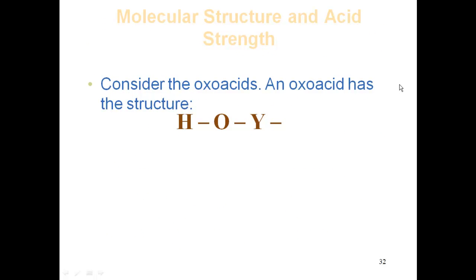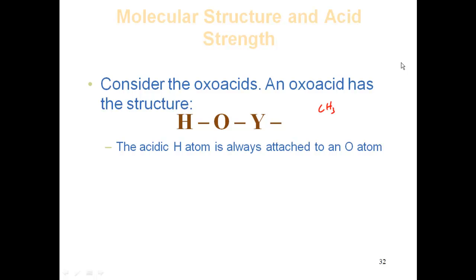Okay, let's look at some oxyacids. An oxyacid has a structure of hydrogen, oxygen, and then some component. The acidic hydrogen atom is always attached to the oxygen atom. That's the one that we're looking at. As you go back, you remember we talked about acetic acid. That is my acidic proton, the one attached to the oxygen. The other ones are attached to carbon, so they're not acidic.